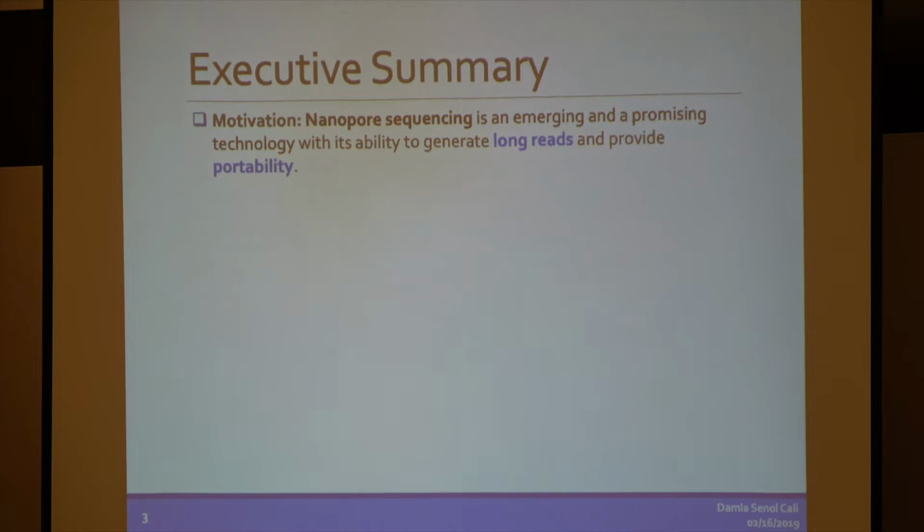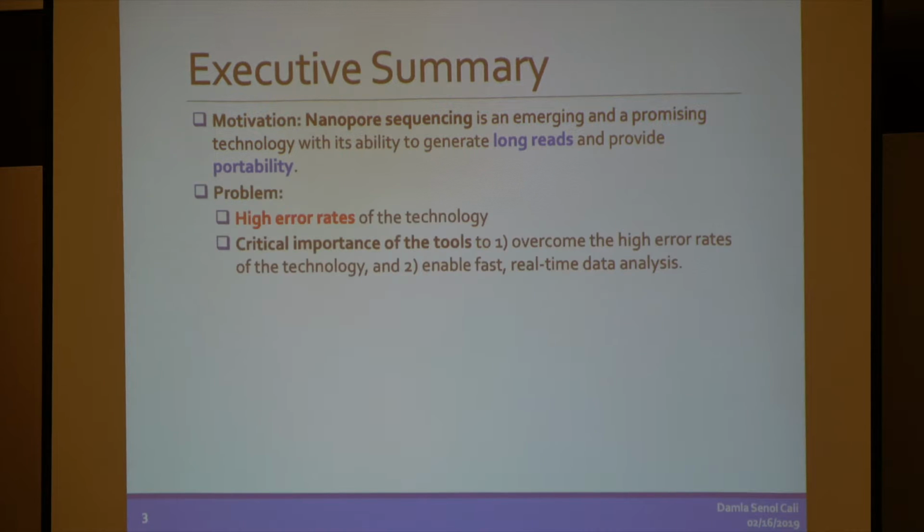So, nanopore sequencing is an emerging and promising single molecule DNA technology, and it can produce long reads and it provides portability, so that's why it's promising. However, it suffers from high error rates, and because of these higher error rates, the tools for genome analysis have critical importance, both for overcoming these higher error rates and also enabling fast and real-time data analysis.